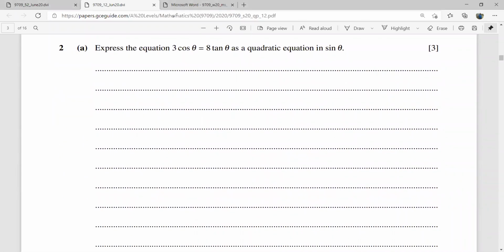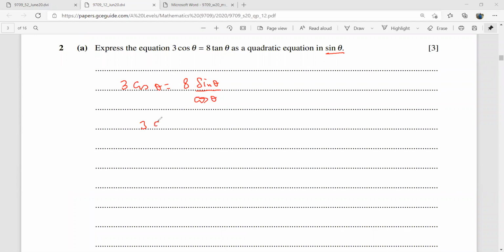Okay, give it a try first and then I'll do it. It says express this given equation as a quadratic equation in sine theta. Since there are no squares on them, the only option available to us is changing this tan theta into sine theta over cos theta.